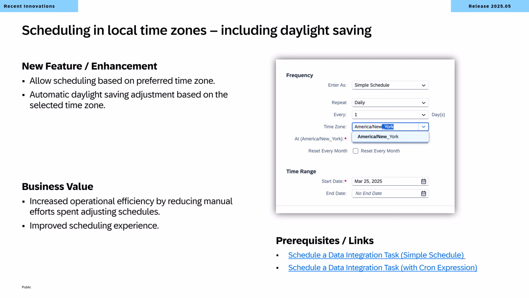I would like to show you today the new improvement around the scheduling component, which is the local time zone scheduling, including daylight saving. The main objective here is to offer a new scheduling option in addition to the current UTC scheduling that we have. That new option is the time zone scheduling that would automatically adapt to the daylight saving change. So in order to show you that, I'm going to jump directly to the demo to show you that in action.